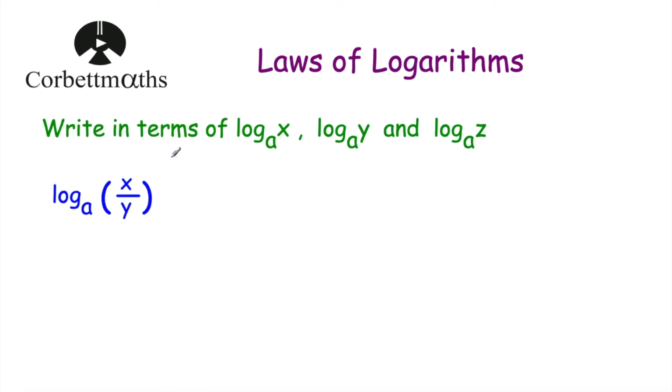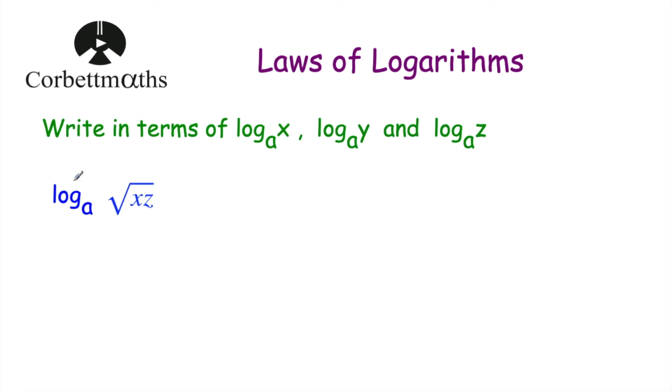Okay, so this time we've been asked again to split it up, and we've got log to base a of x over y. So remember that if we take away logs, we divide. So this would be log to base a of x subtract log to base a of y. Because remember, if we subtract logs, we just divide the x by the y here. And that would write it as a single logarithm. So if you had that single logarithm, you could split it up into the individual logarithms. Okay, so we've done that. Okay, let's look at our next one.